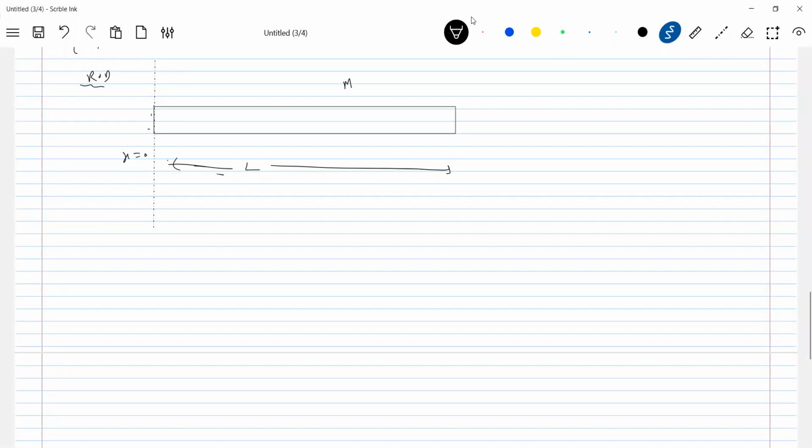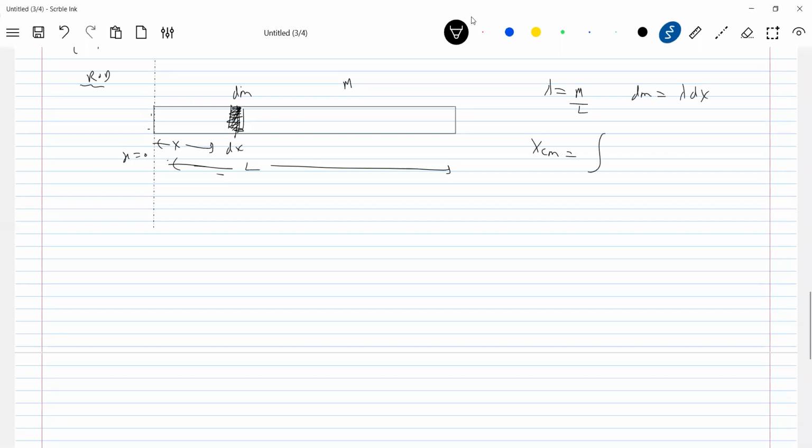So let me assume a small element dx. Let it be at a distance x. Let the mass of this small element be dm. We define mass per unit length as lambda. What is lambda? I think you have already come across it in laws of motion and other chapters. Mass per unit length. What is the mass of this small element of length dx? Lambda into dx.